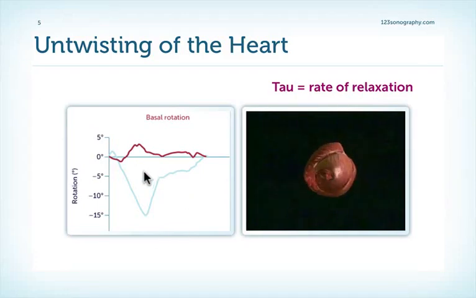In other words, we're looking at this part of the curve, the steepness of this curve. And we can describe the steepness with tau, which is the rate of relaxation. Keep this in mind when we look at patients.